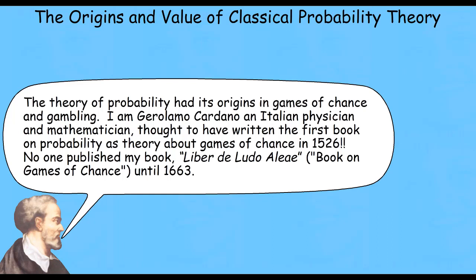Now, the theory of probability had its origins in games of chance and gambling. And in fact, Girolamo Cardano, who was an Italian physician and mathematician, made a lot of the money to support himself through gambling. And he's thought to have written the first book on probability as a theory about games of chance way back in 1526. However, no one published his book, which was entitled Liber de Ludo Aleae, until 1663. And of course, the translation of that title is Book on Games of Chance.